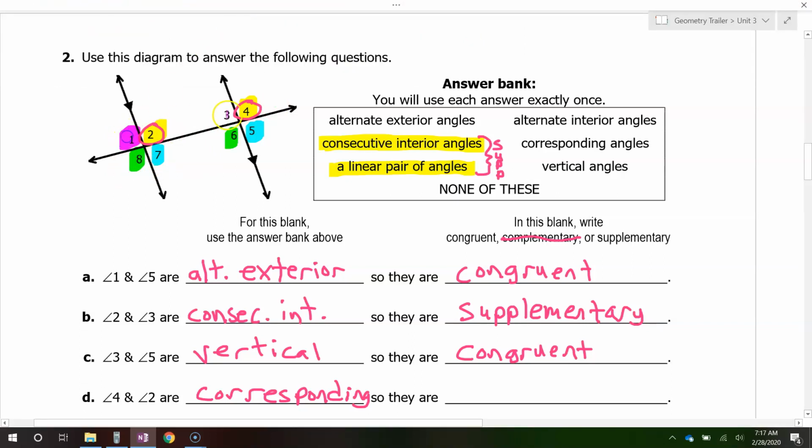And angle 1 and angle 3 are corresponding. So the colors that I've indicated show you all of the corresponding angles. And corresponding angles are congruent. All right, all of these out here are congruent.